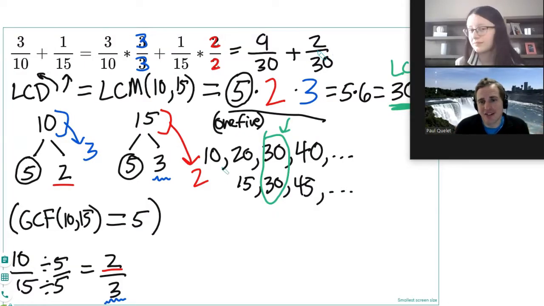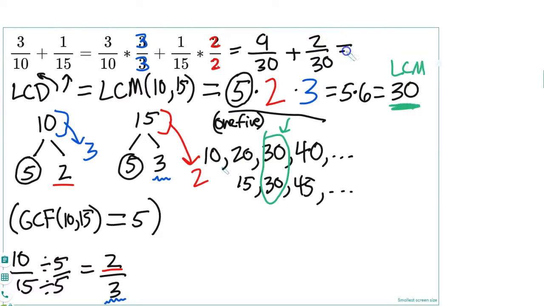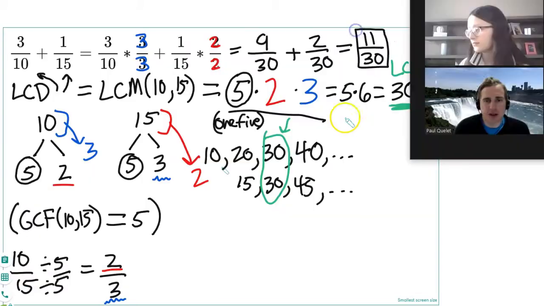It has to be 30. Yeah. Otherwise, we did something wrong. So then what do we do when we do 9 plus 2? 11 over 30. And that should work. How's that feel to you?